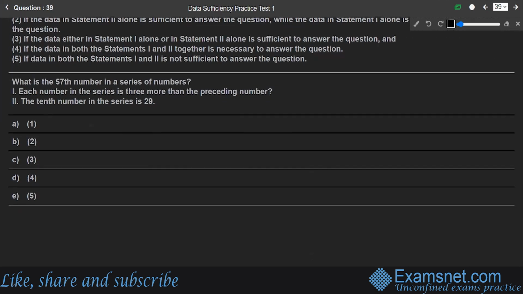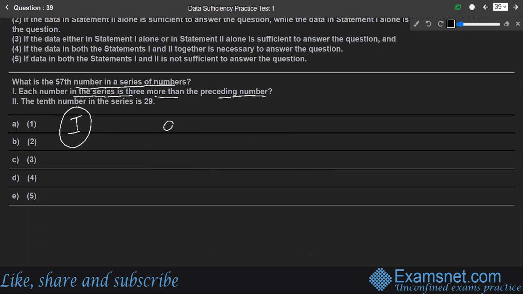Now, the question is, what is the 57th number in a series of numbers? There is a series of numbers going on, and they are asking for the 57th number of that series. Let's see the information provided in the first statement. Each number in the series is 3 more than the preceding number.